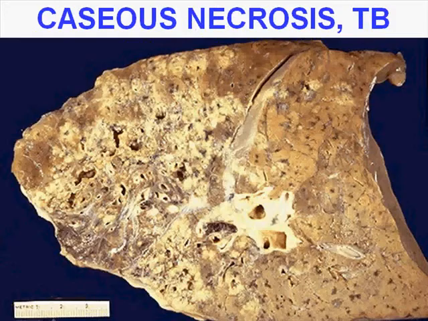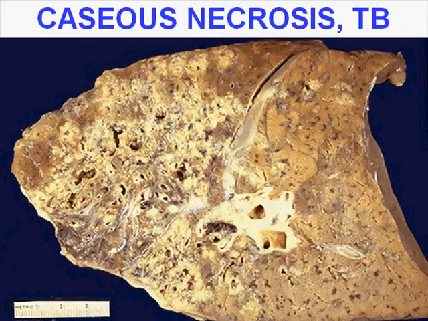Here's caseous necrosis. It's a lung. It has tuberculosis. If you cut through that lung with a regular knife, it might have a cheesy consistency, and that's why it's called caseous necrosis. However, caseating granulomas are often applied as a microscopic term as well.